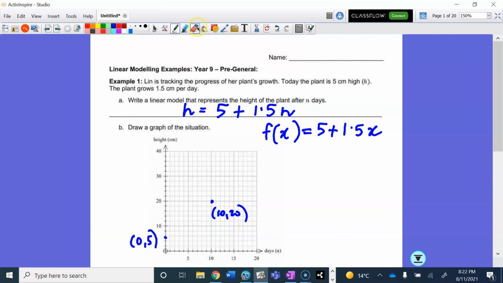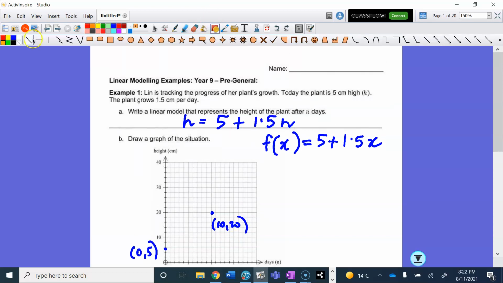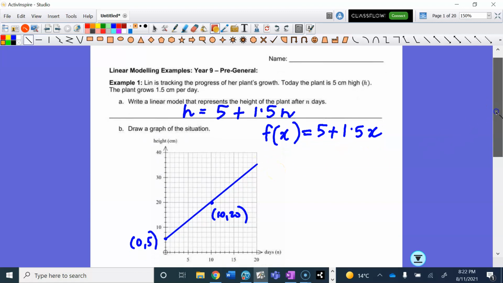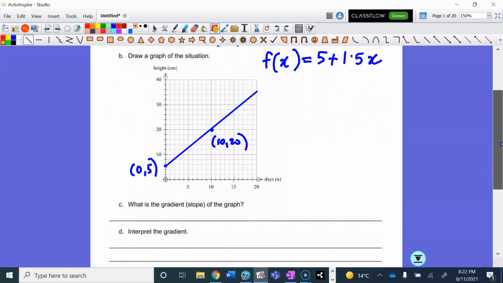And then all I need to do now is take a ruler. So don't try and do this by hand, but grab a ruler and accurately put your line in there, joining the two dots. So it's pretty easy to do that when you're using that table of values function on the calculator.